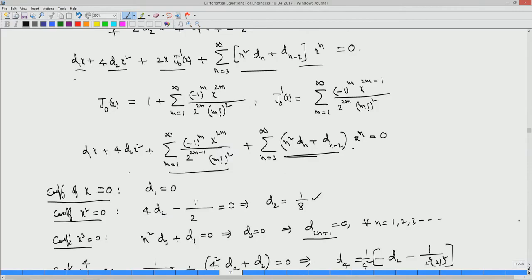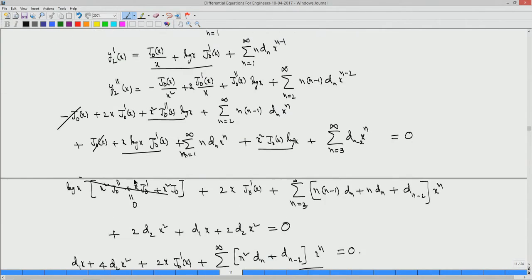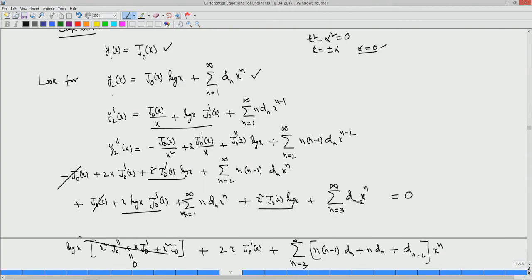Go back and substitute all the coefficients into your second solution, which is in this form. What are the unknowns? Only the dn's, which you have found. So that is your second solution. After getting these coefficients, y2 of x is actually the Bessel function of the second kind of 0th order, because alpha is 0. We can write it y0, y of 0.